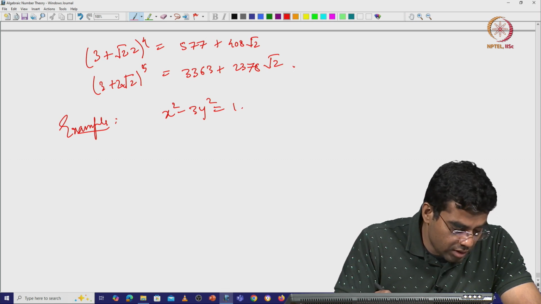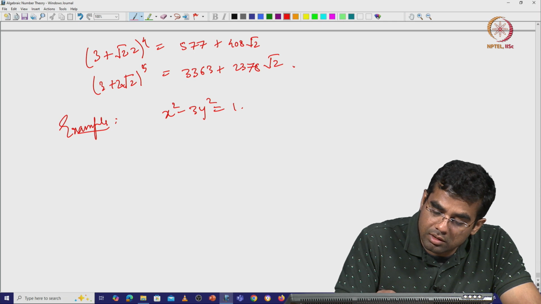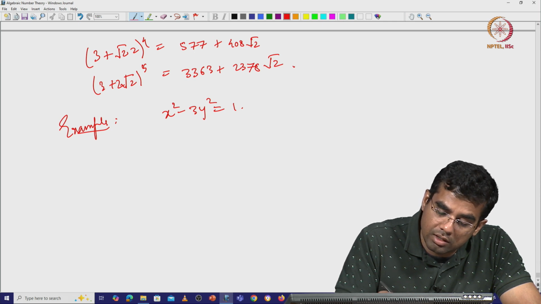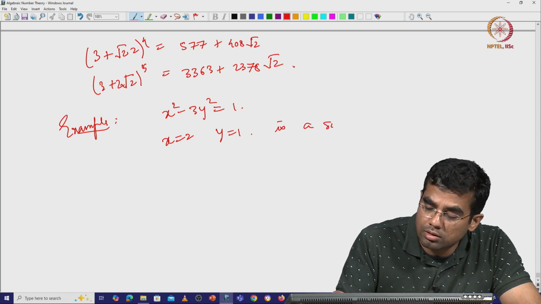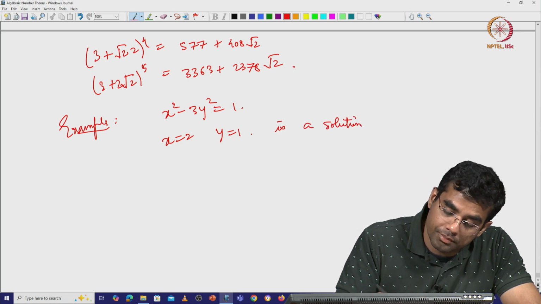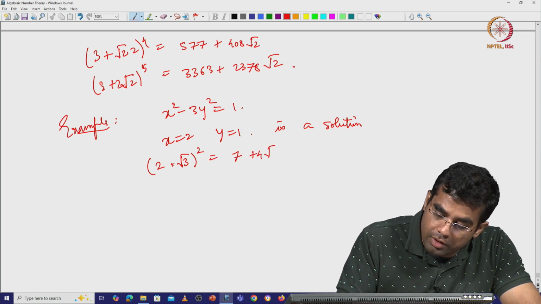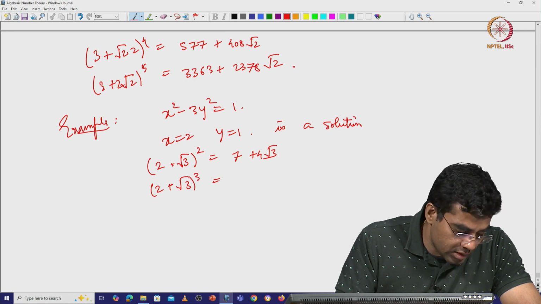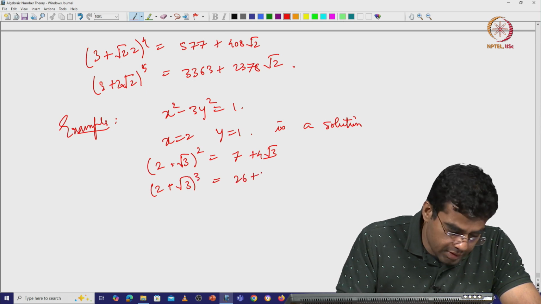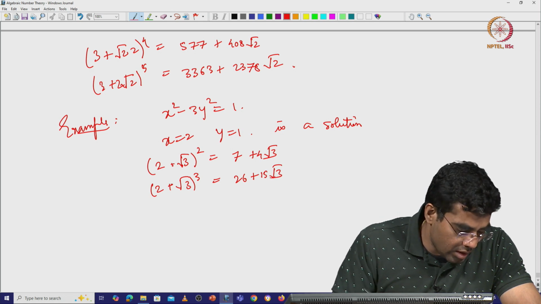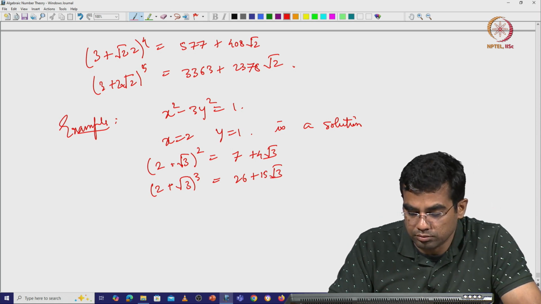Then again, you can just look at this by inspection. You see that x equal to 2 and y equal to 1 is a solution, right. And so, I can look at (2 plus square root of 3) squared, this is 7 plus 4 square root of 3, (2 plus square root of 3) cubed, this is 26 plus 15 square root of 3, and so on.